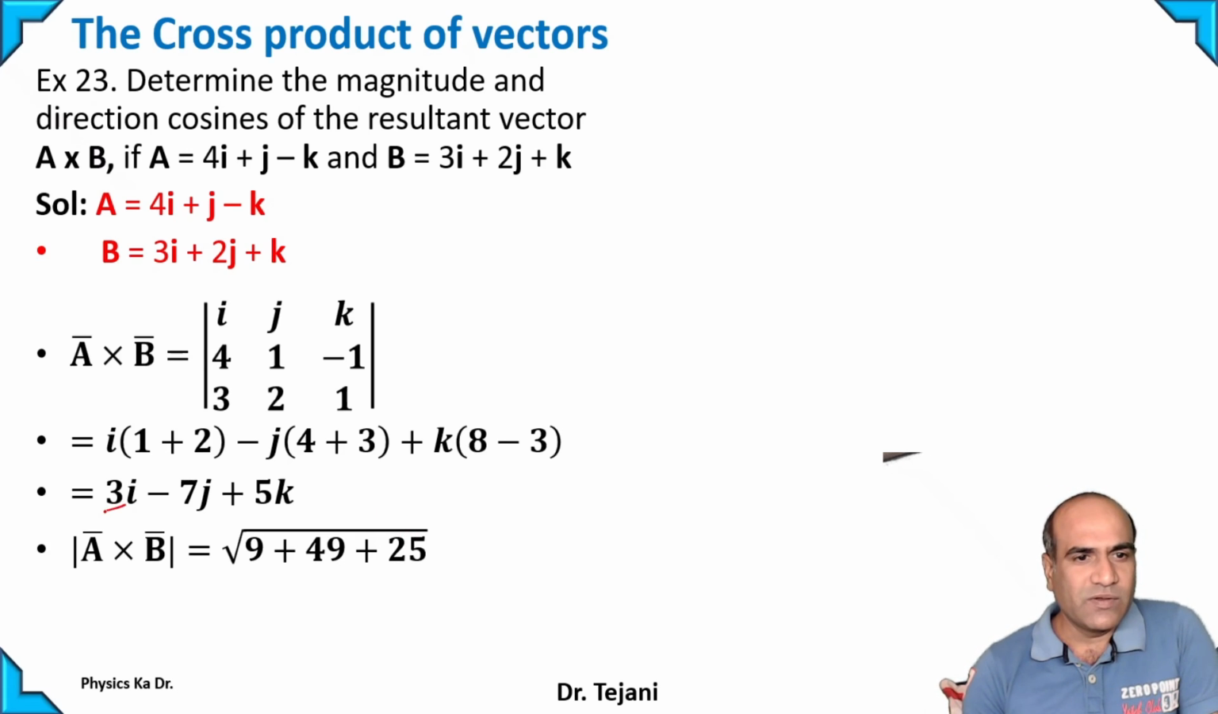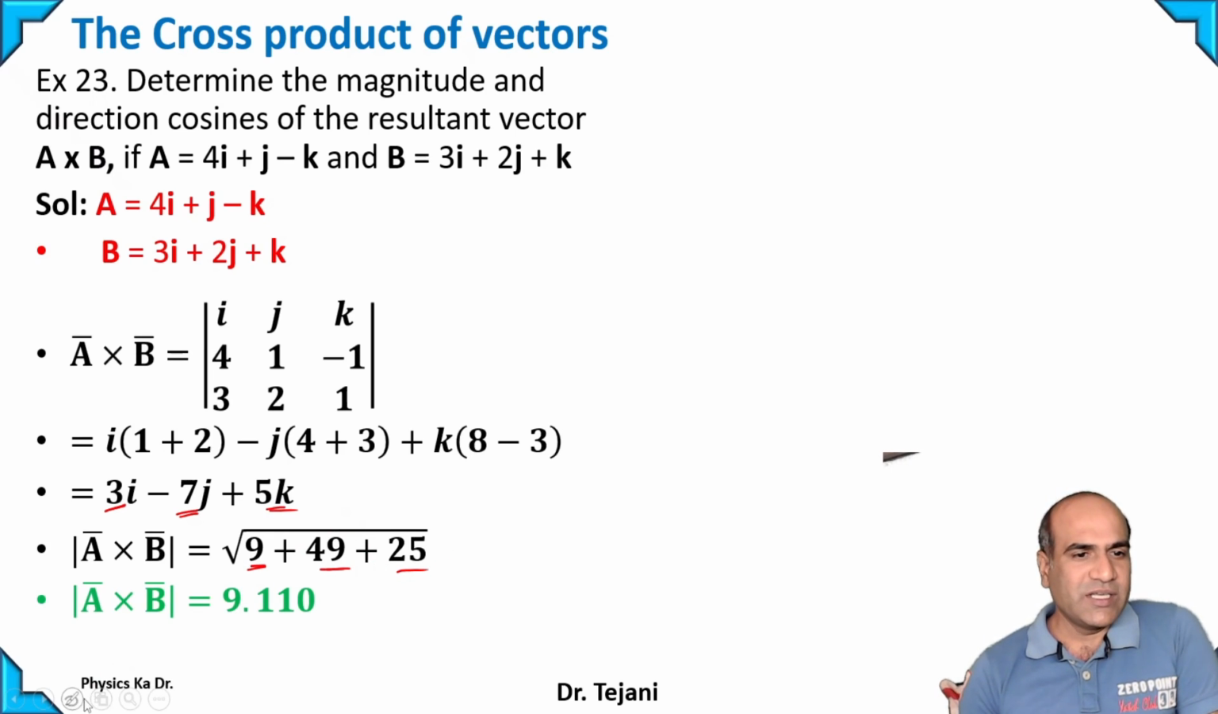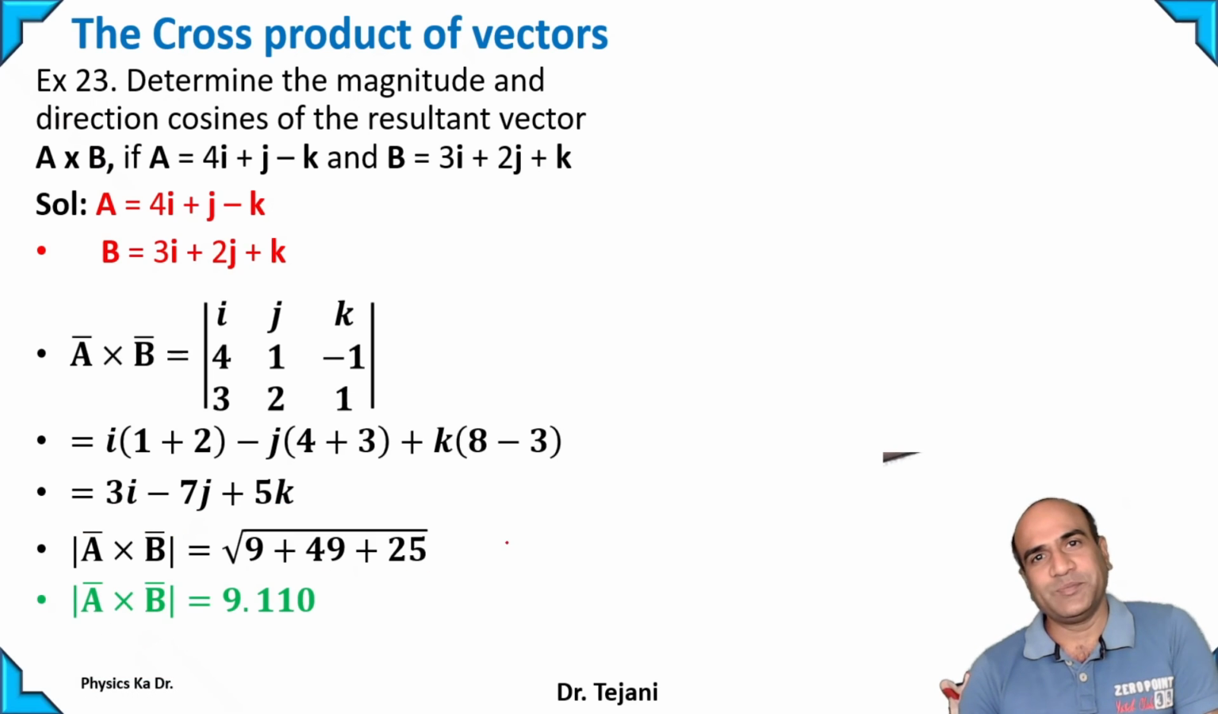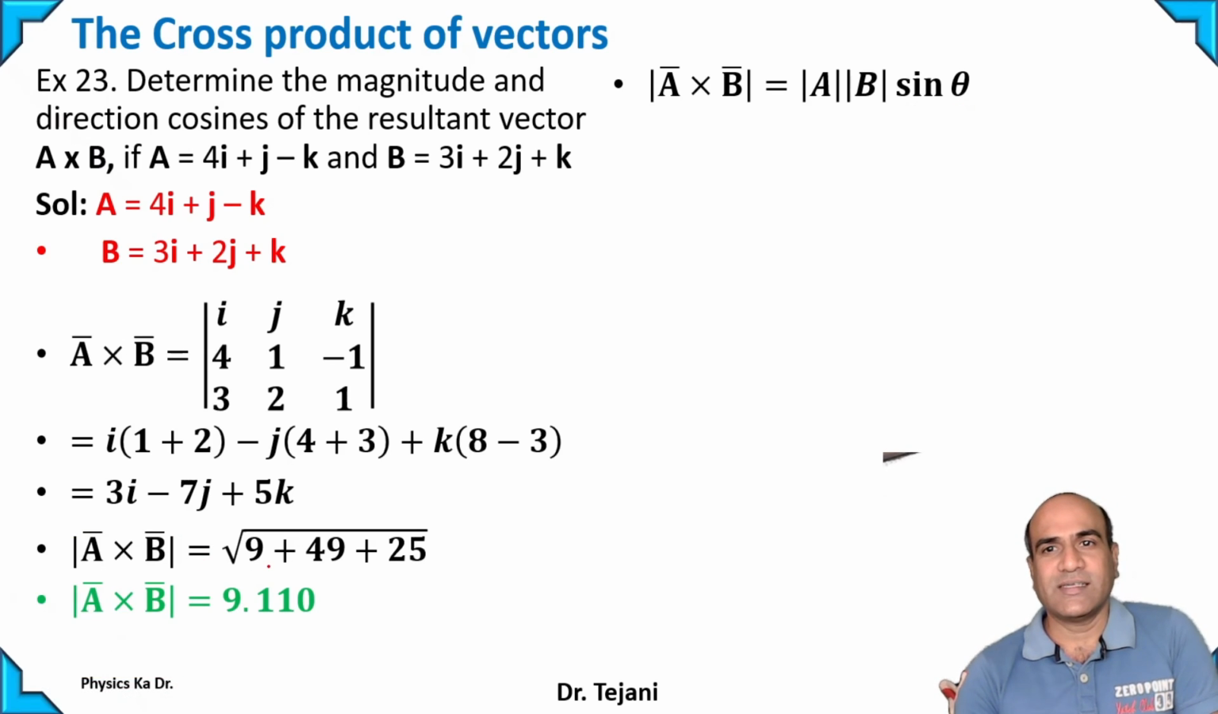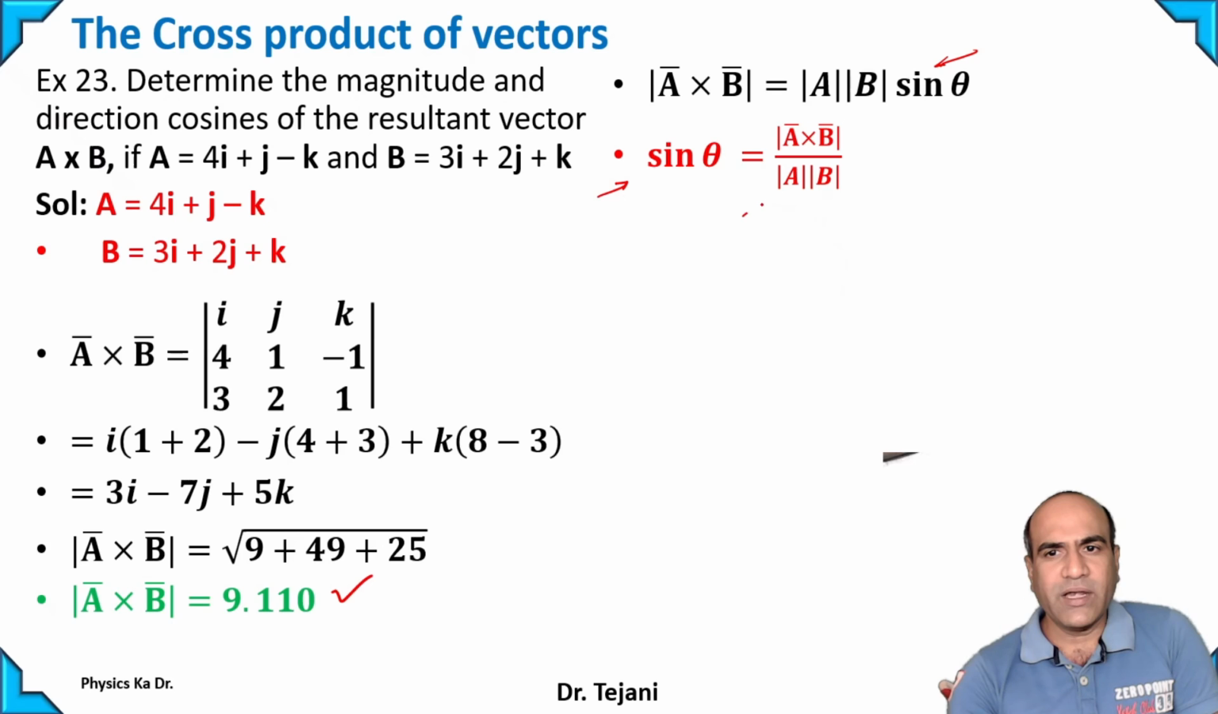Now we need magnitude. That means we need the square of 3 which becomes 9, plus minus 7 squared becomes 49, and 5 squared becomes 25. Solution is 9.110. But here we also need its angle. So we know that A cross B is equal to AB sine theta. Here we need sine theta, so we can take sine theta aside. Sine theta is equal to mod A cross B divided by mod A mod B. That answer we already have, but now we need to find mod A and mod B.